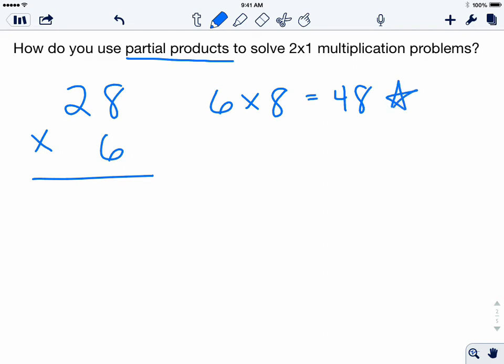Think about when you see the word partial, the base word there is part. And I'm going to take 48 and I'm going to make sure that I neatly line it up. Okay?